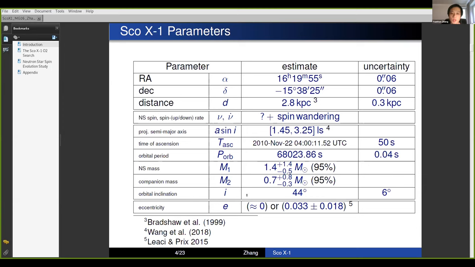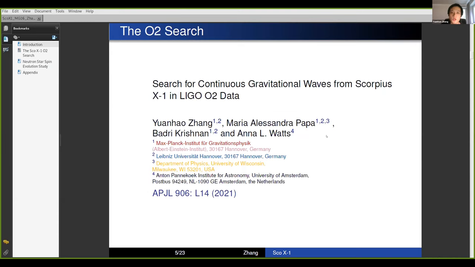The binary system has a 44 degree inclination from observation. As this one is in a binary system, we need to model its binary motion in order to perform a gravitational wave search. The three most important parameters I'm showing here are fairly well constrained, while we still need to cover the parameter space with a very fine grid. Since GW1 is a very interesting source, we did an O2 search targeted at this specific sky location.